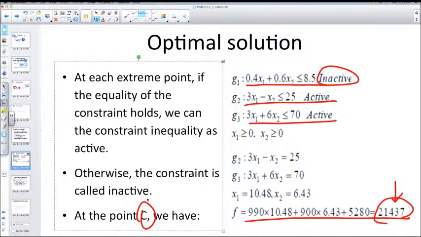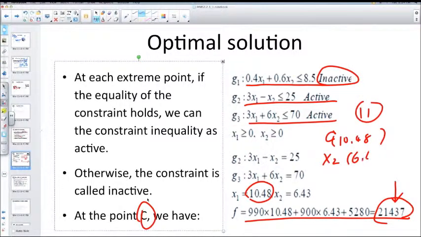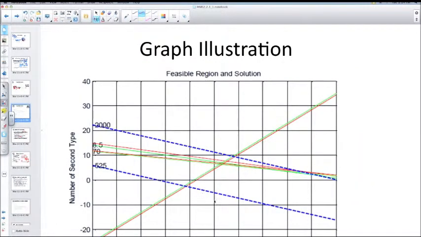So automatically we say, oh, C, which is x1 equal to 10.458, you may round off to 11, and x2 equal to 6.43, you can round to 7 or 6, depends on you. And then your solution is to purchase 11 of the type A machine and 7 of the type B machine, that will maximize your productivity. So I think that should be clear enough when you have a few parameters.